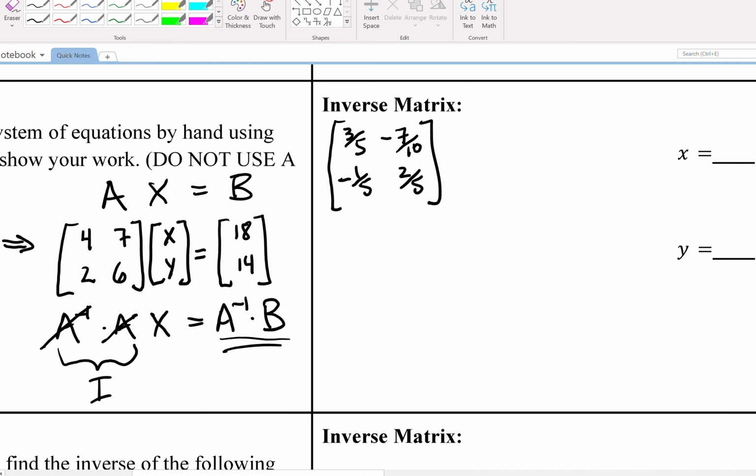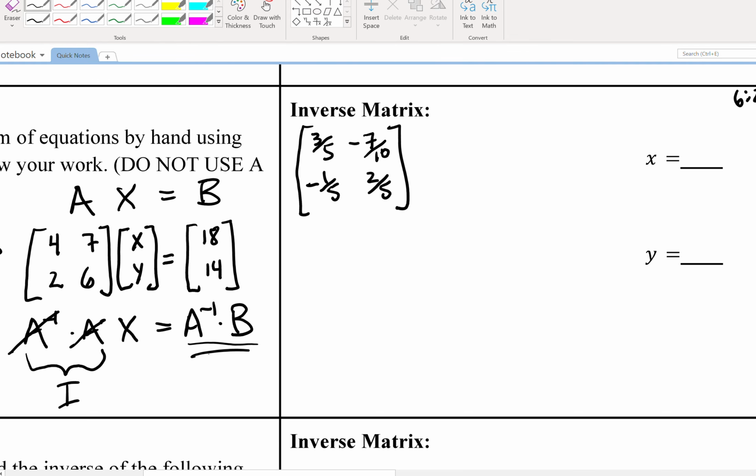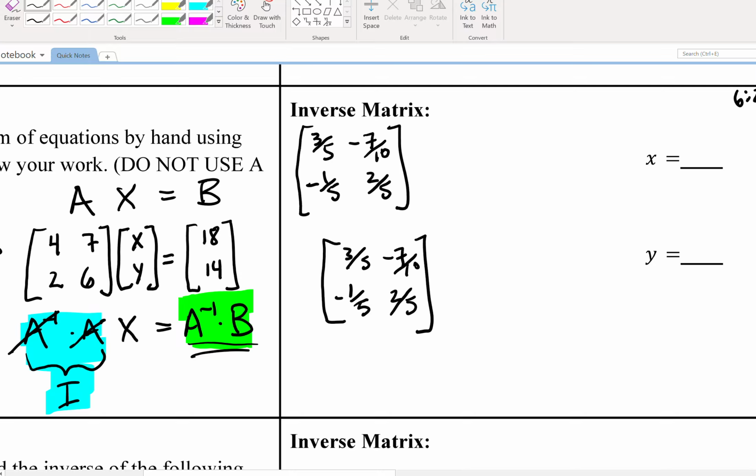And so really all we have to do then is multiply as we showed right here. This is our answer since this part is just going away. We don't really have to show that. We can just say that X is the inverse of A times B. So I'm going to take [3/5, negative 7/10; negative 1/5, 2/5], and I'm going to multiply it by [18; 14].